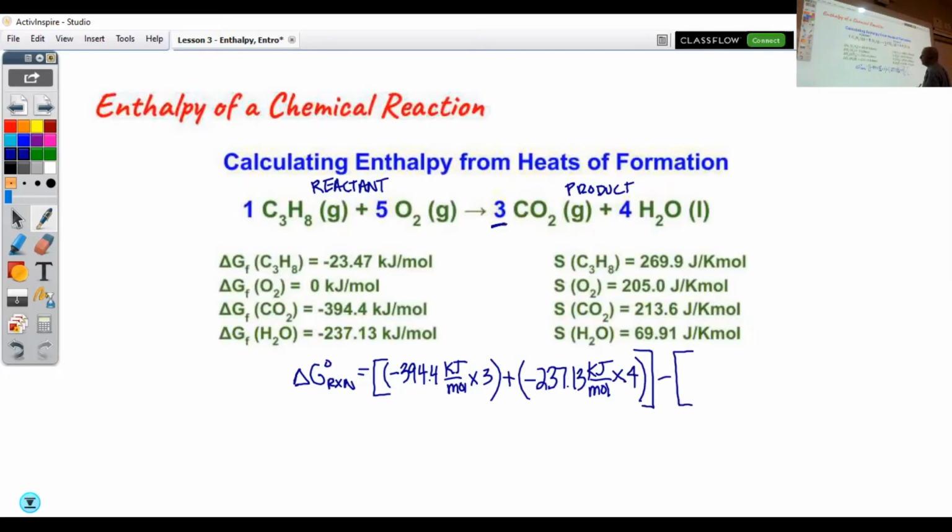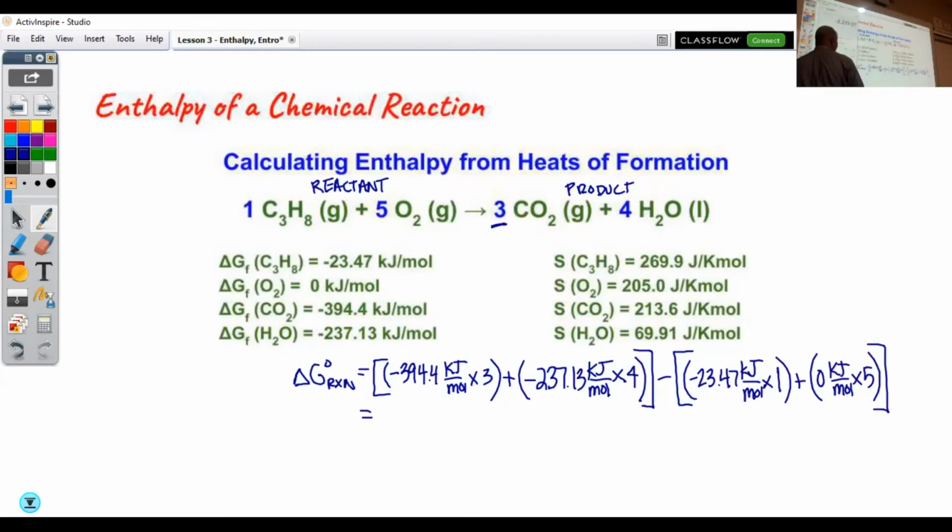Now we're going to move on to the reactant side. We have our value for propane, negative 23.47. Again, kilojoules per mole. This time we're only multiplying by 1 because there's a 1 in our balanced equation. Close the parentheses. And then, of course, just like we saw last time, the value for oxygen is 0 kilojoules per mole. We're going to multiply that by 5, just like that. So when we solve here, I'm going to bring up our calculator.